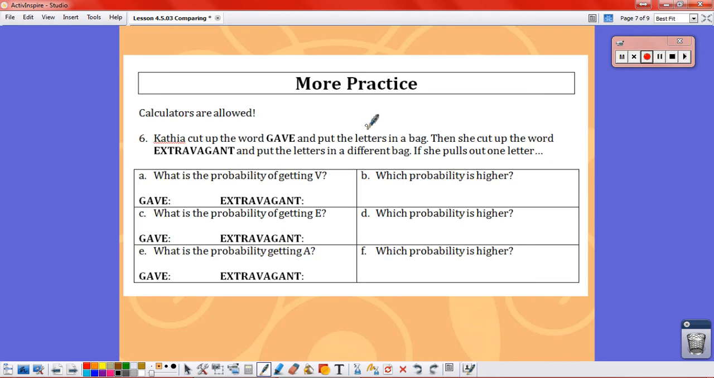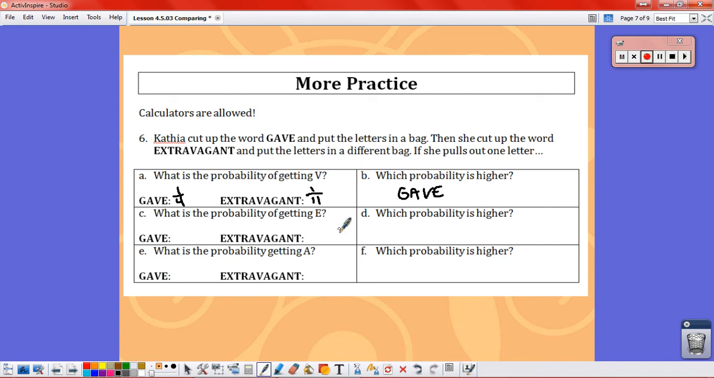And here's some practice if the kids get ahead or if they have some extra time. So Kathia cut up the word gave and put the letters in a bag. Then she cut up the word extravagant and put the letters in a different bag. If she pulls out one letter, what's the probability of getting V? Well, for gave, V is 1 out of 4 letters. For extravagant, V is 1 out of 1, 2, 3, 4, 5, 6, 7, 8, 9, 10, 11 letters, 1 out of 11. And fourths would be bigger than elevenths, so they would give you a better chance.